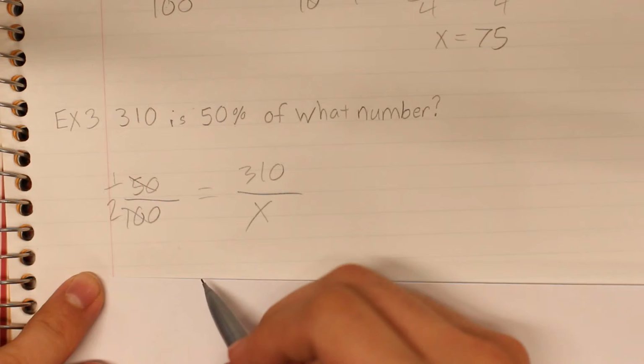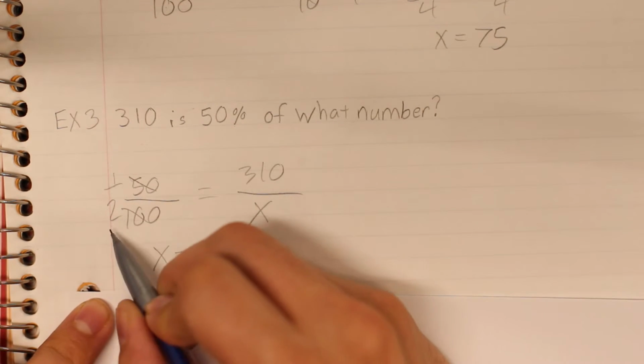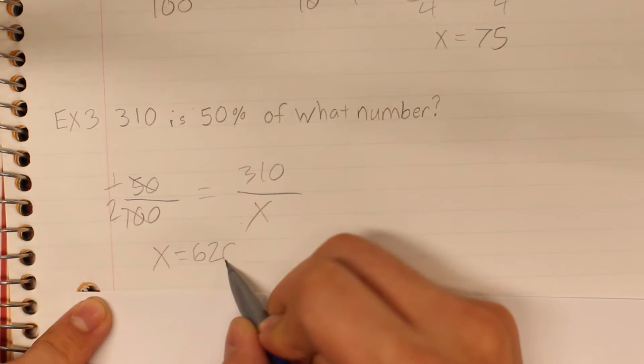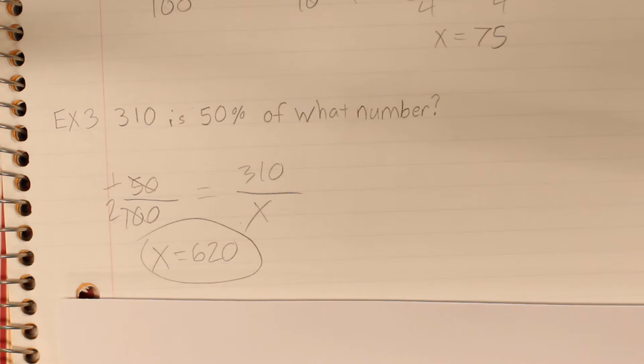It's of what? So we could reduce to 1/2. We could cross multiply, and we would get x, because 1 times x, is equal to 2 times 310, which is 620. And we're done, because that one worked out pretty easily, with no dividing needed because we multiplied by the 1.